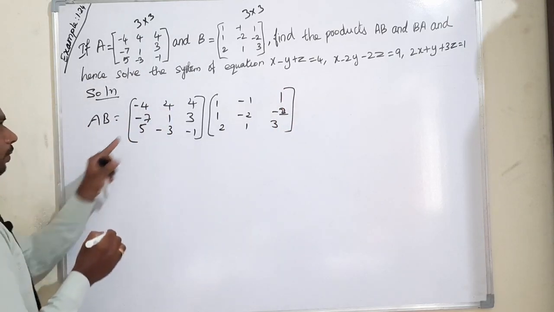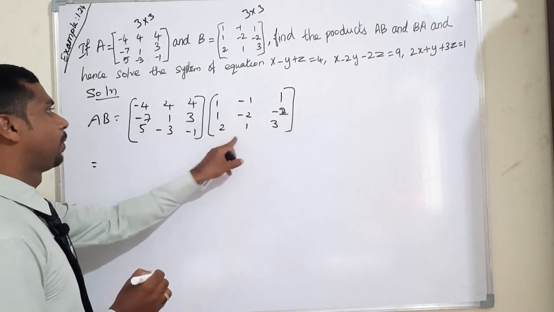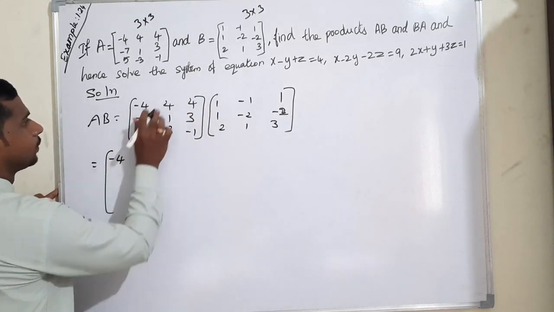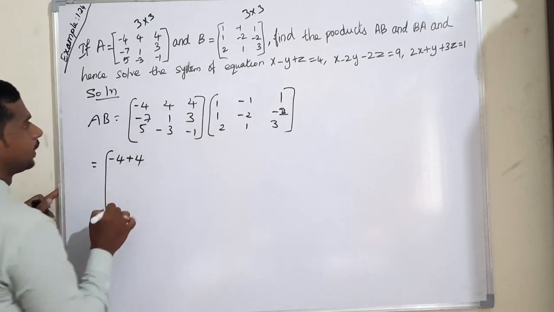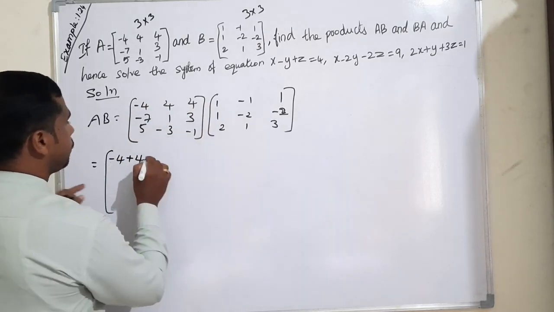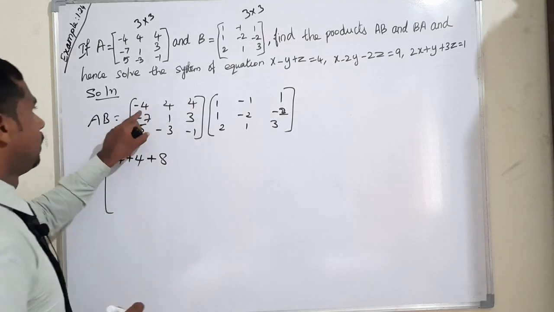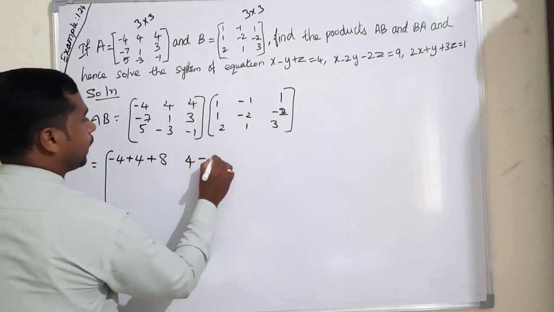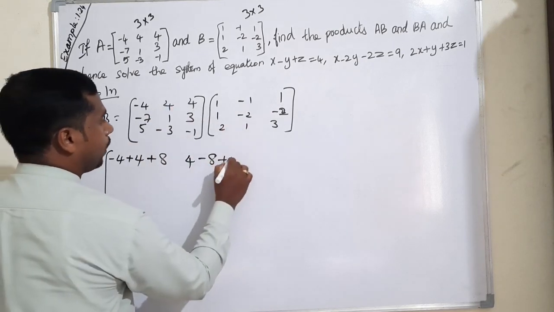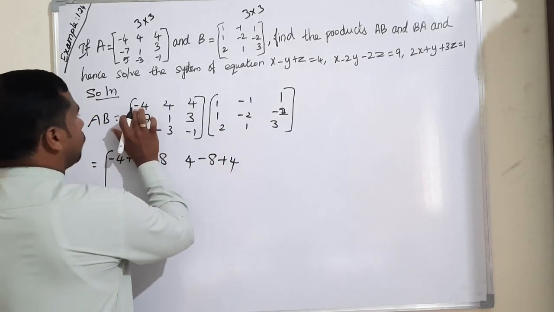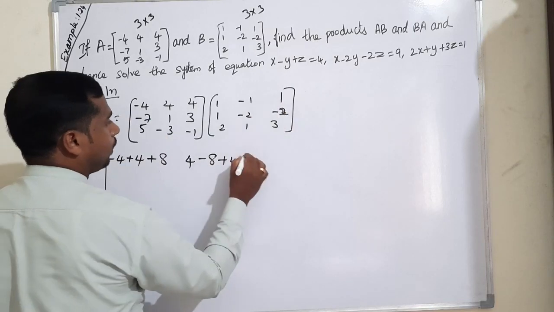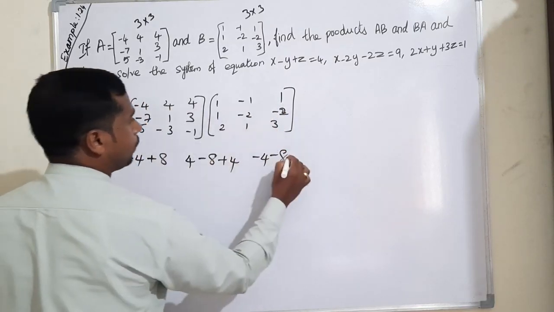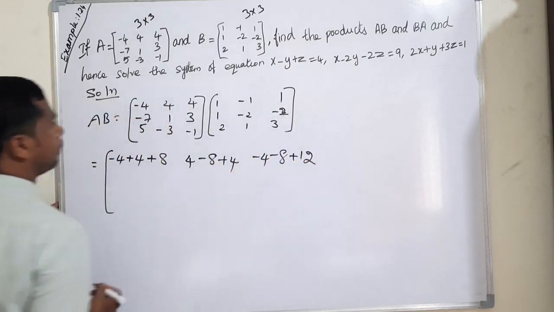So how to simplify: multiply the corresponding row with the corresponding column. Minus 4 into 1, minus 4. 4 into 1, plus 4. Next, 4 into 2, plus 8. Next, minus 4 into minus 1, positive 4. 4 into minus 2, minus 8. 4 into 1, positive 4. Third column, minus 4 into 1, minus 4. 4 into minus 2, minus 8. 4 into 3, positive 12.